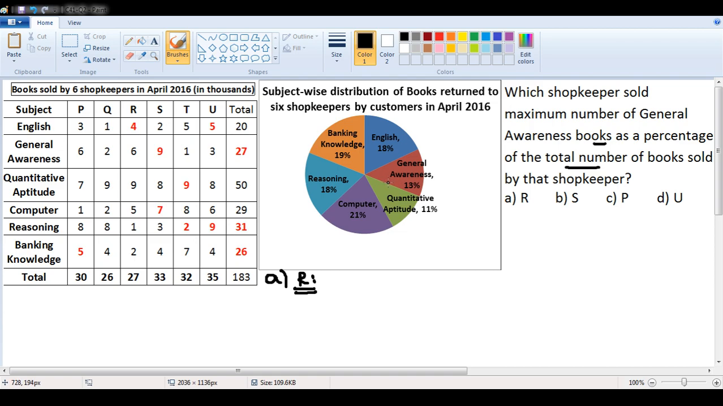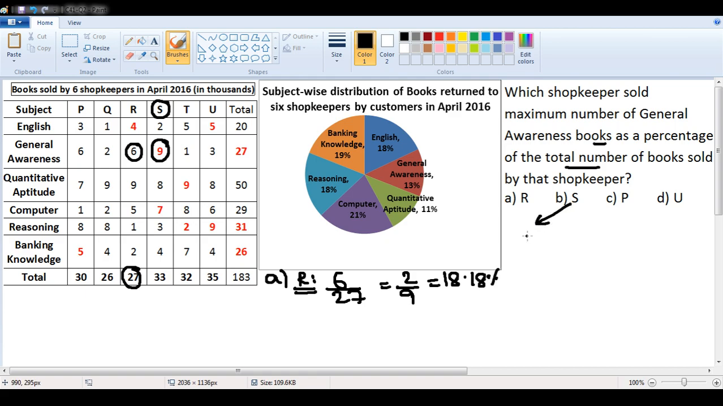First of all, maximum number of general awareness books. General awareness maximum is sold by which person? 9, which is nothing but person S, right? So let us check everyone. In fact, R is 6 people and total is 27. So it is 6 by 27, which is 2 by 9. 2 by 9 is 18.18 percentage.